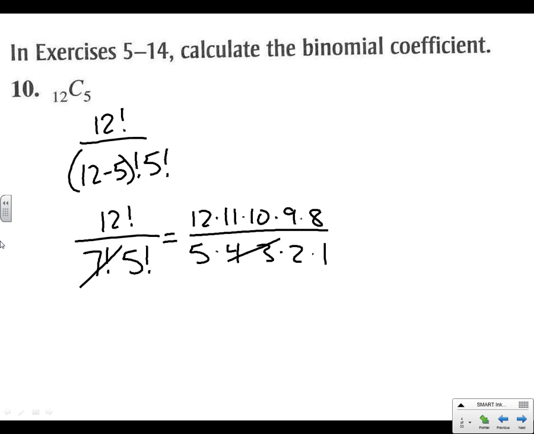4 times 3 is 12. 5 times 2 is 10. So we're just left with 11 times 9 times 8 divided by 1, which is 72 times 11, 792.